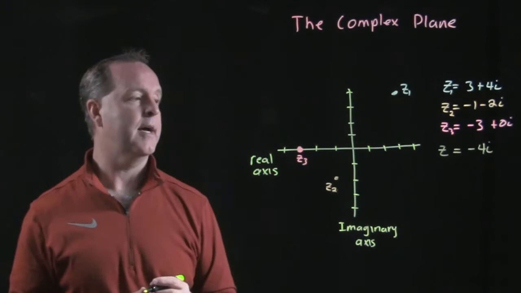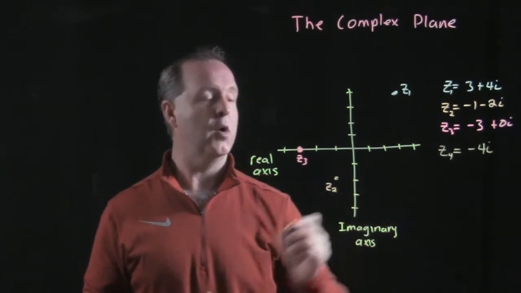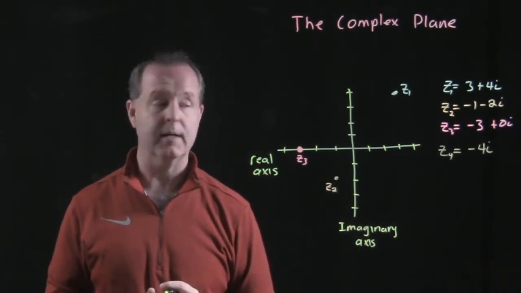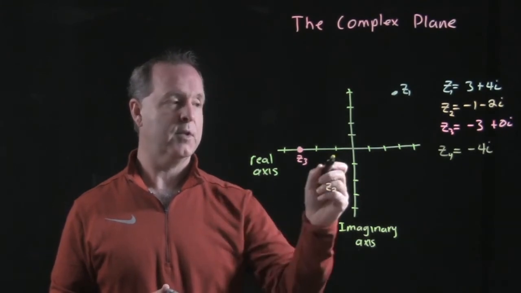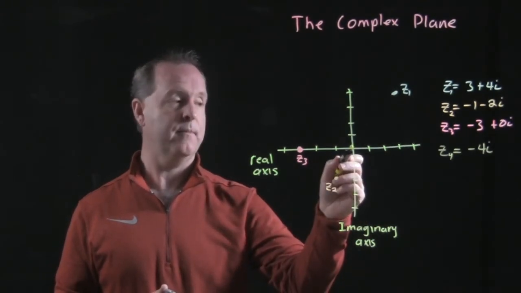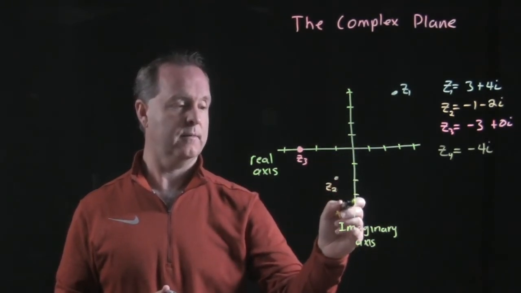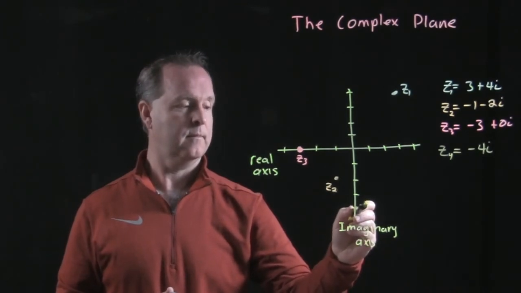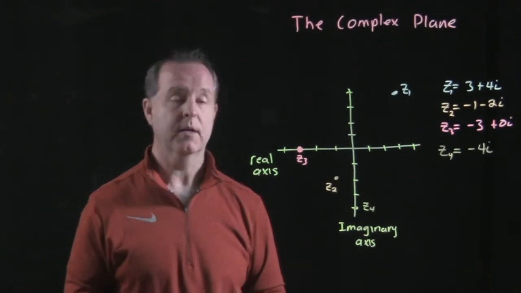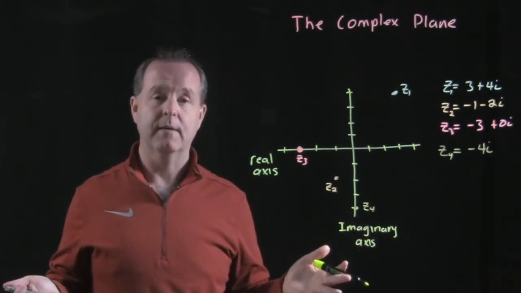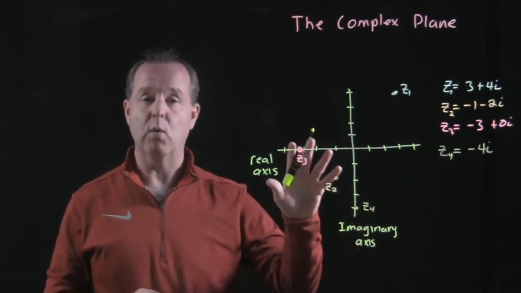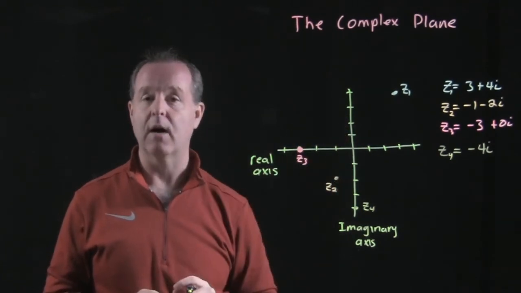And the last one, z4, notice that it only has an imaginary part of the complex number. So the real part's 0, and I'll go down 4 units. And that's where my 4th point would be. So there you have it. That's how we graph complex numbers on what we are creating, a complex plane.